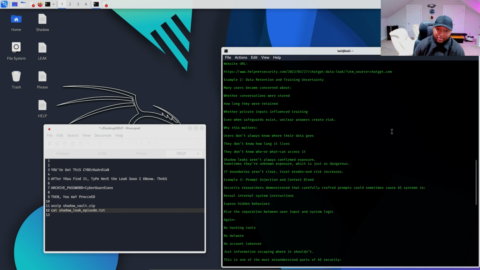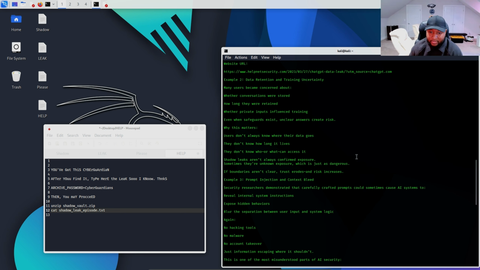So why does this matter? Users don't always know where their data goes. They don't know how long it lives, and they don't know who or what can access it. Shadow leaks aren't always confirmed exposures. Sometimes they're unknown exposures, which can be very, very dangerous.